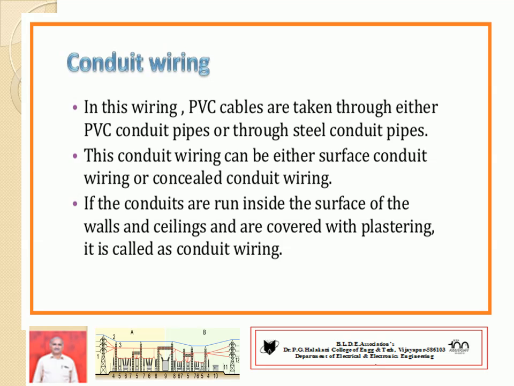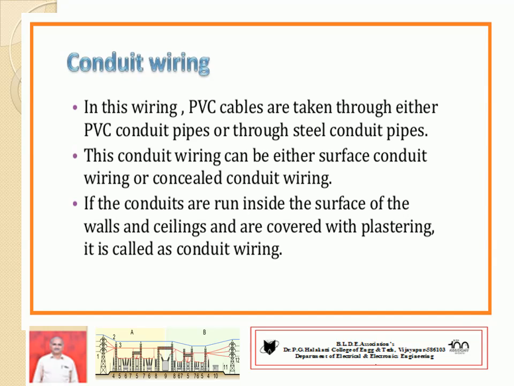In general, the conduit wiring tube structures are placed at a suitable height on the surfaces and ceilings along the walls. Sometimes this type of wiring is called surface conduit wiring or concealed conduit wiring. We have two types of wiring system here. Number 1, surface conduit wiring, which you can also call open conduit wiring. Number 2 is concealed conduit wiring. Now let us discuss them one by one.